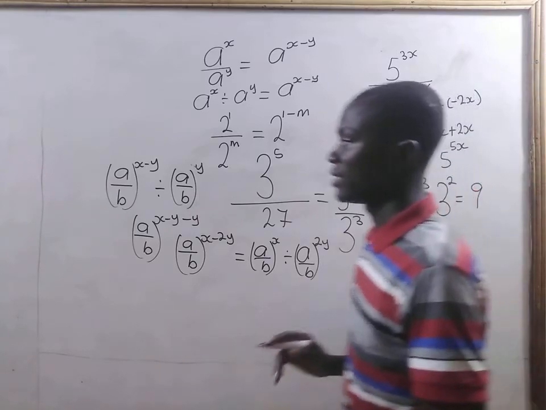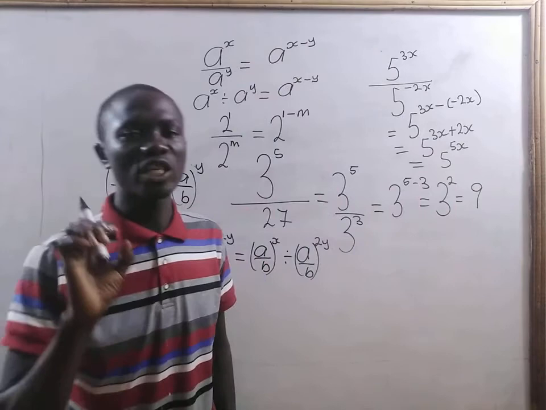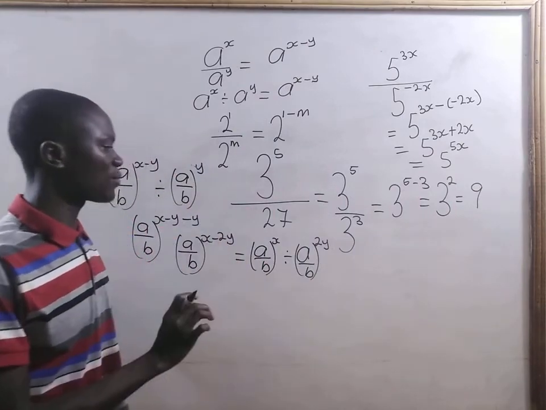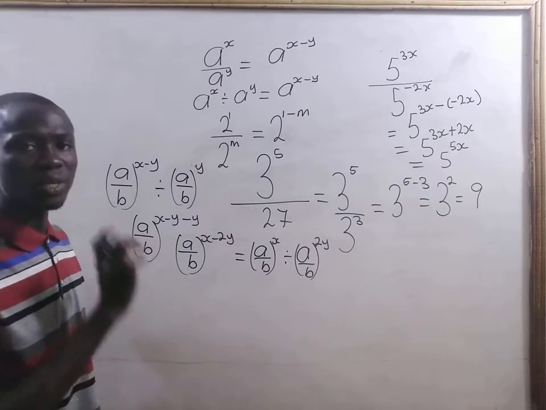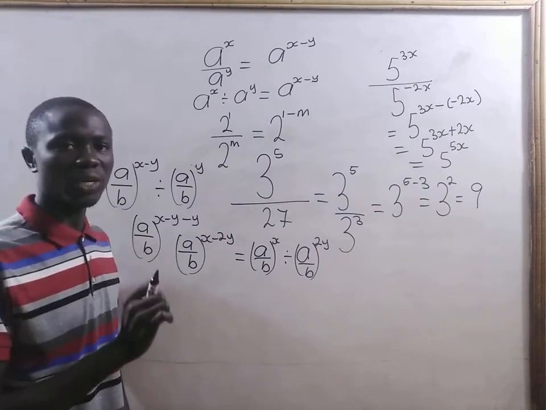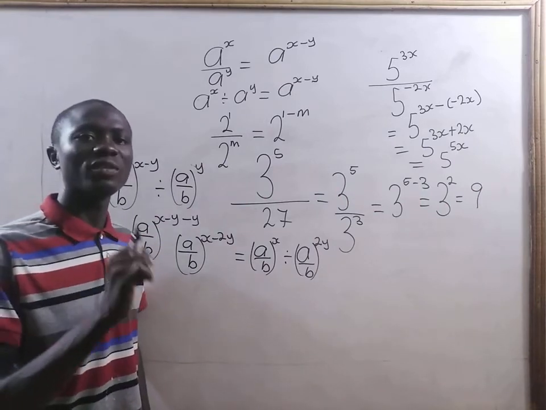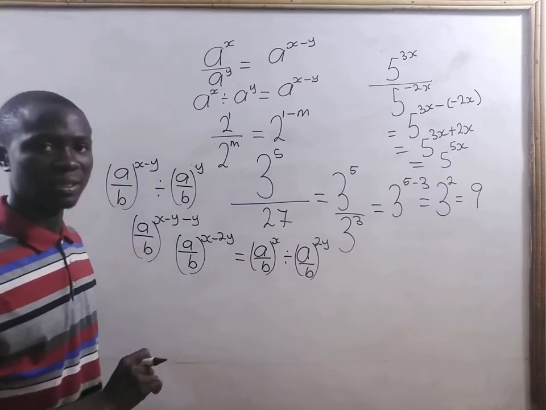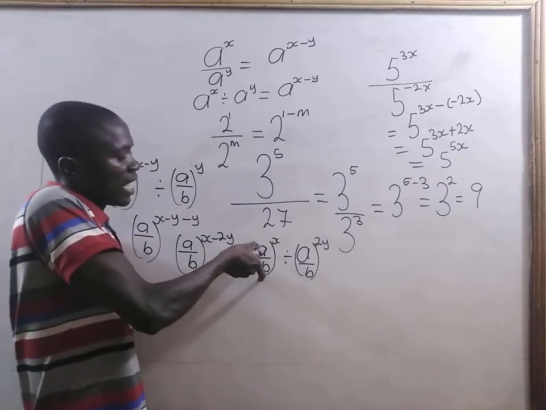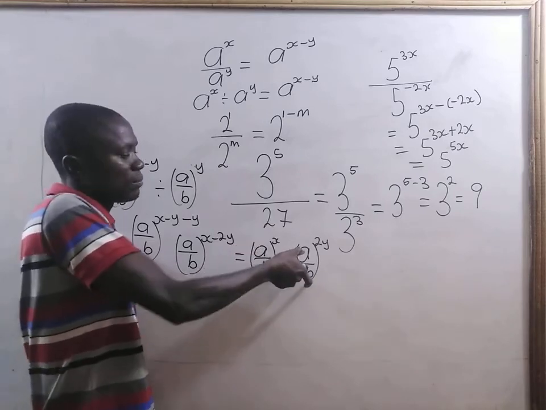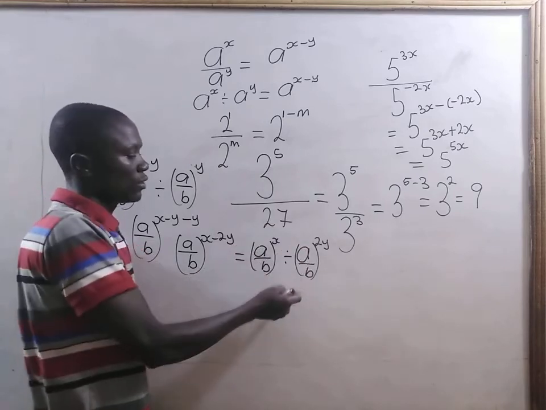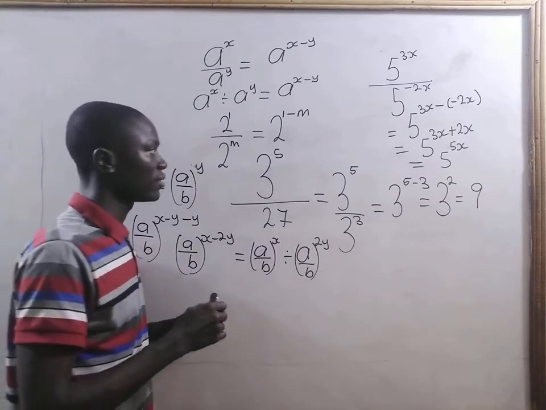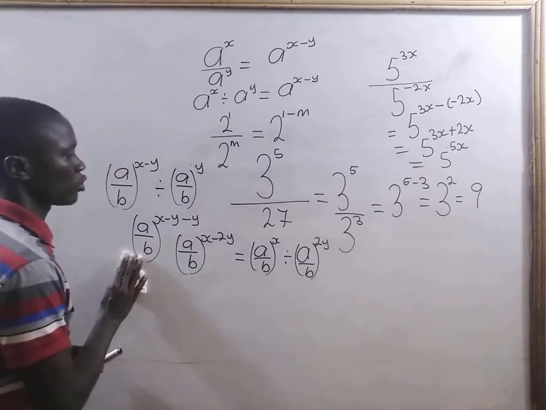So we've said that the second law of exponents states that to divide numbers written with the same base, you subtract the exponent of the denominator from the exponent of the numerator. You've seen that here I have a divided by b, which is the same as a divided by b. So the bases are the same. Note that there is a misconception here.